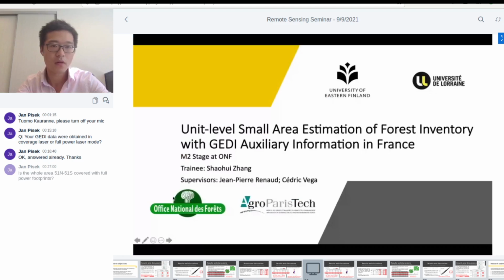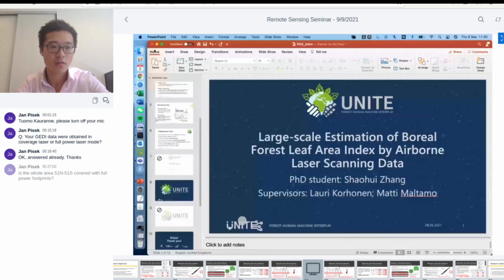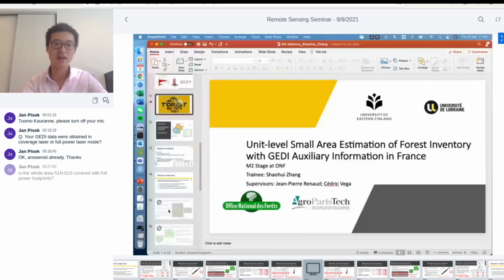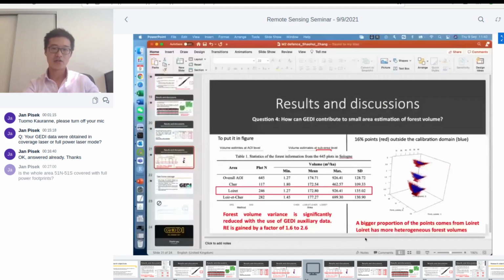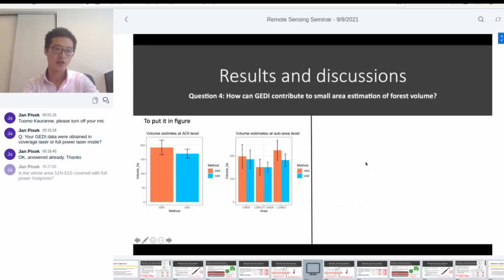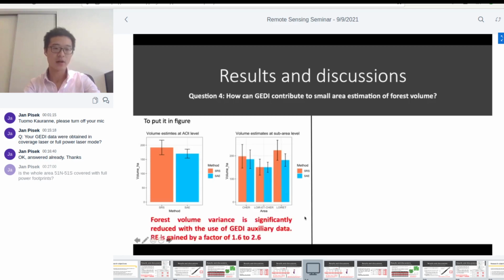So move on. From here, we have the increased relative efficiency. And then to put in a figure, this is the estimation at the whole study area level, and on the right side, it's at each department level. So we see that the variance is significantly reduced with GEDI auxiliary data, but also we found out some smaller issues concerning one department. As you can see, the estimation is not very accurate, although with reduced variance.